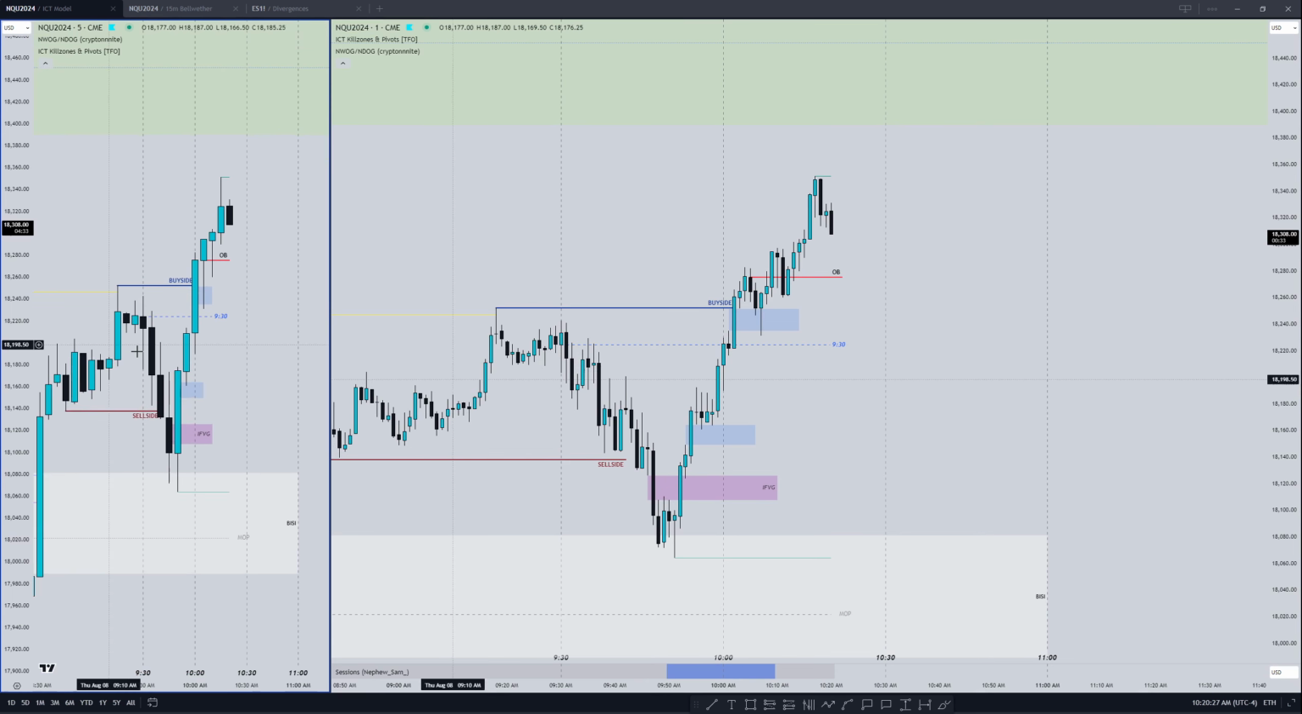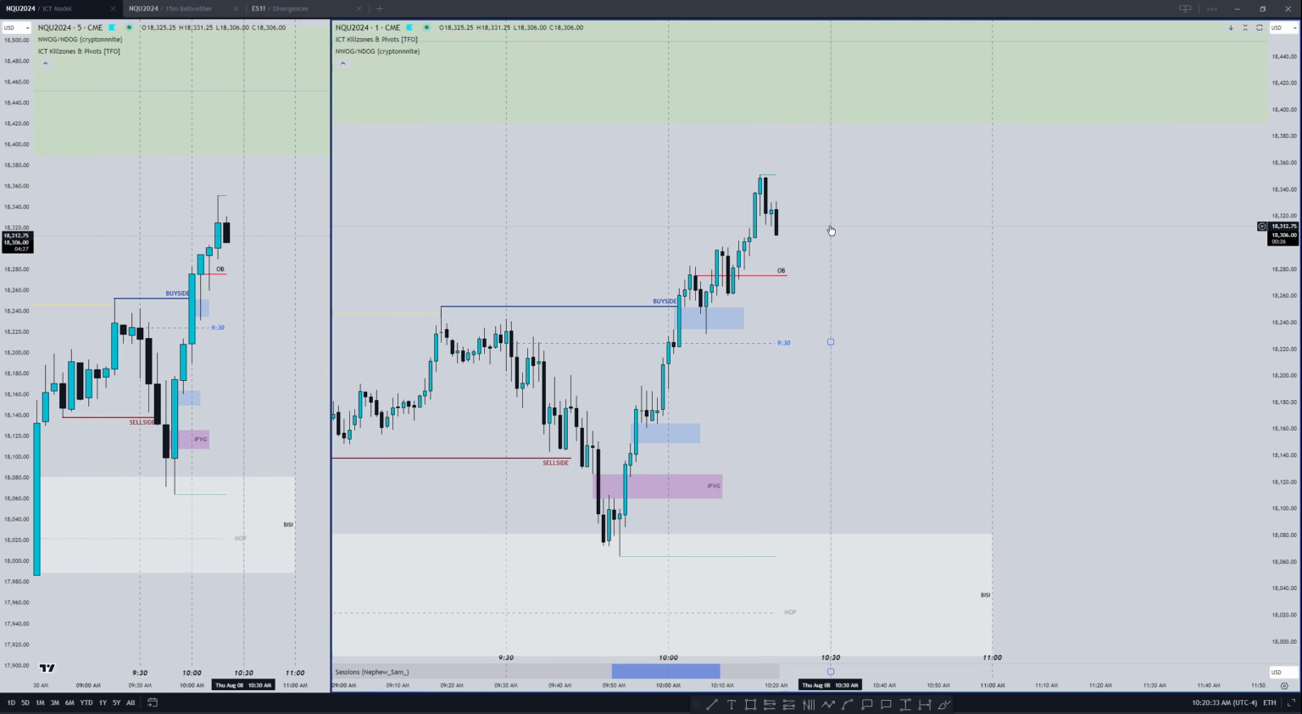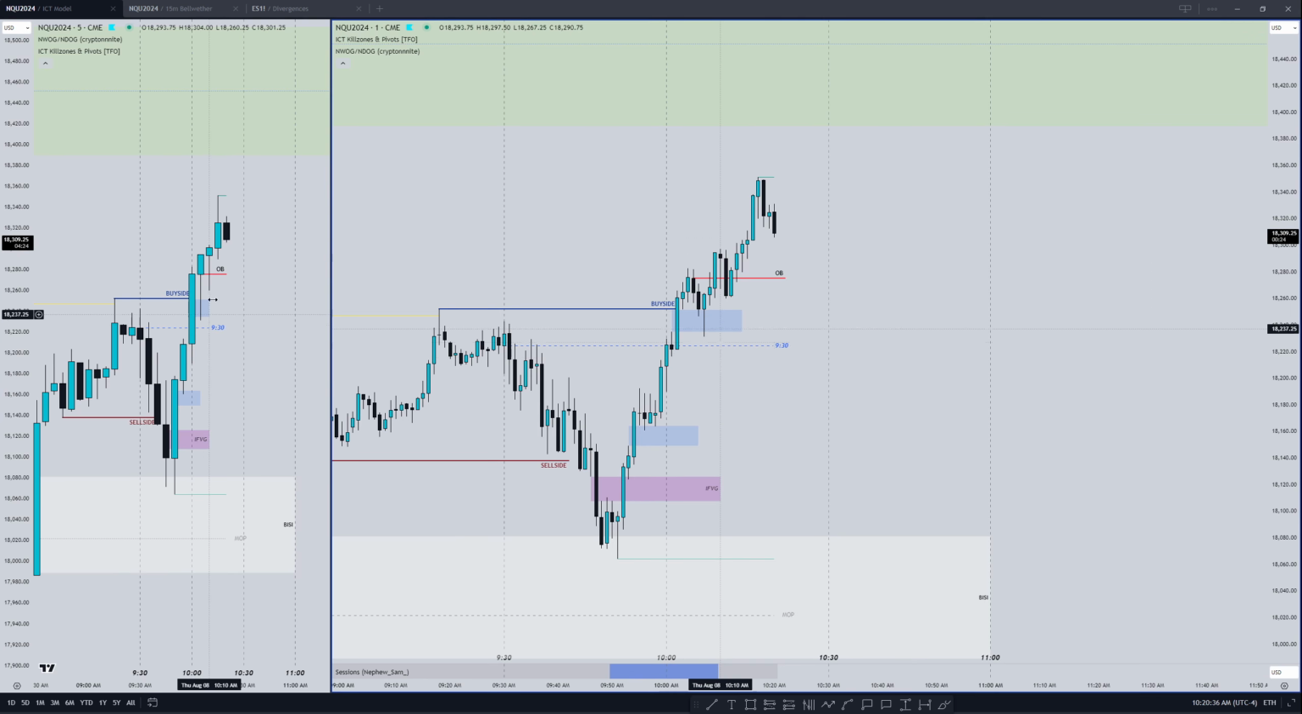Now notice the 5-minute chart. The 5-minute chart is expanding and leaving inefficiencies in its wake. So I would assume that I want to see that new high put in. It is possible that we do retrace back into this bullish order block.